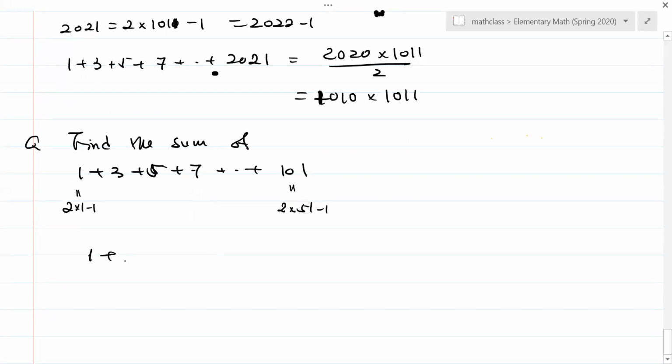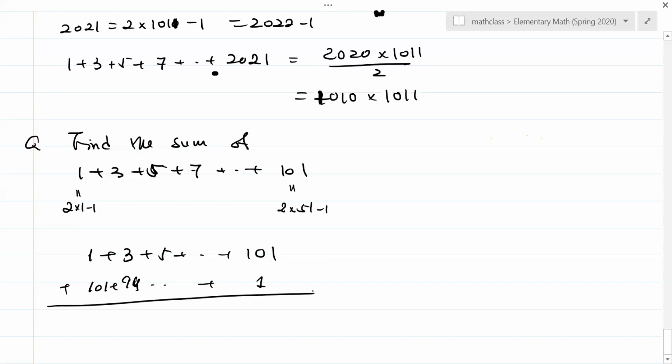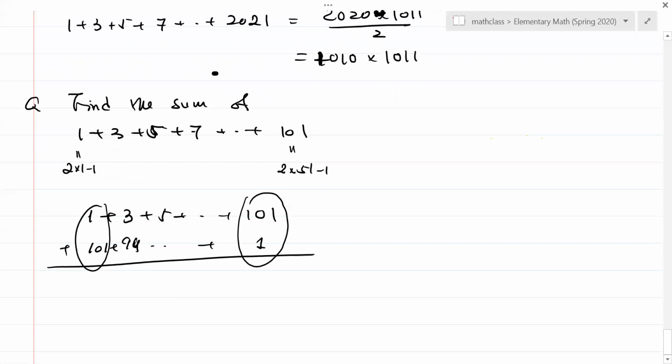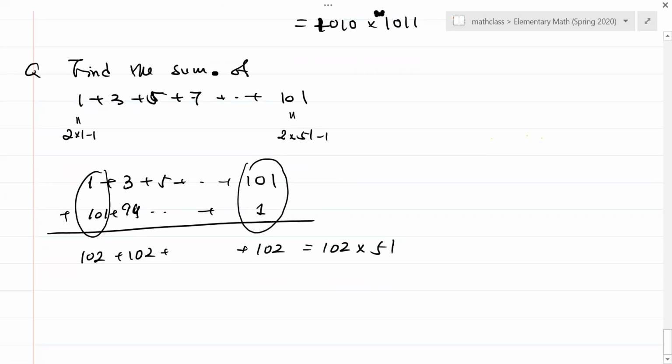So then it's 1 plus 3 plus 5 all the way to 101. Now, what we're doing here is the last term plus the first term, divided by the number of terms. The number of the terms is 51. Then you have to divide by 2, right? Always divide by 2. The answer is 1 plus 101 times 51 divided by 2.